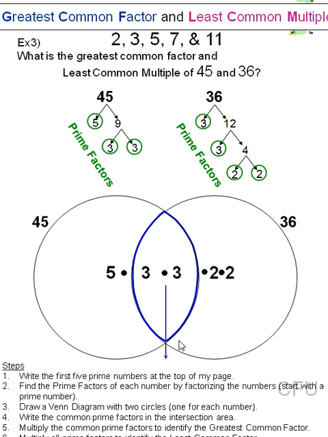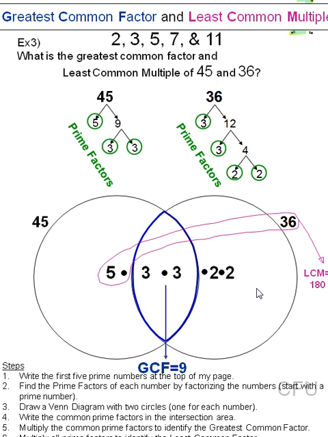9. And our LCM is, let's see, what is 5 times 36? 180. Or what is 5 times 30? 150. 5 times 6 is 30. So 150 plus 30, that's 180. And what is 2 times 2? 4. So what is 4 times 45? It should give us 180. So far so good? All right, let's do another one.